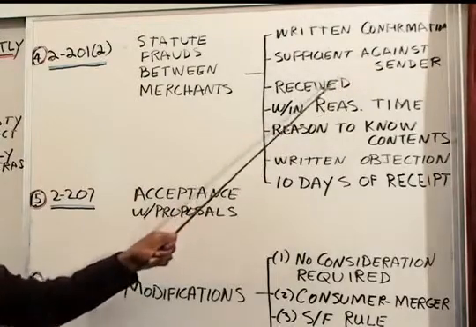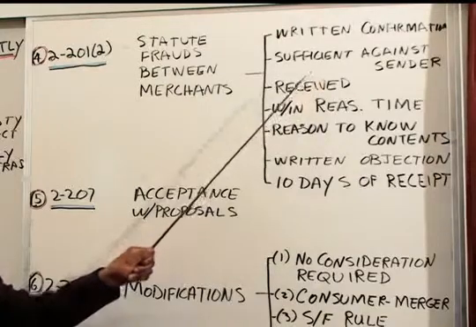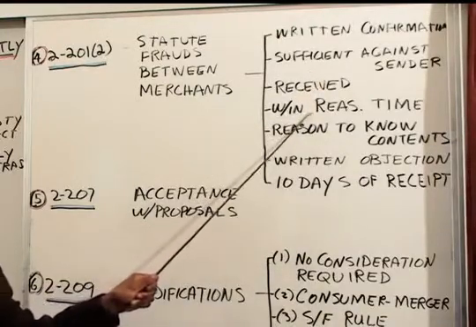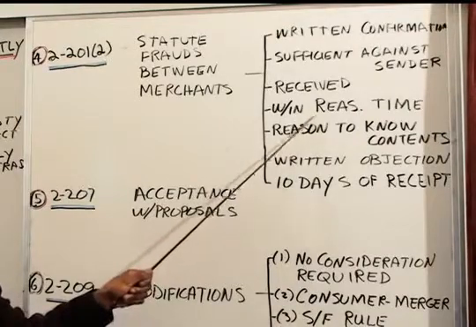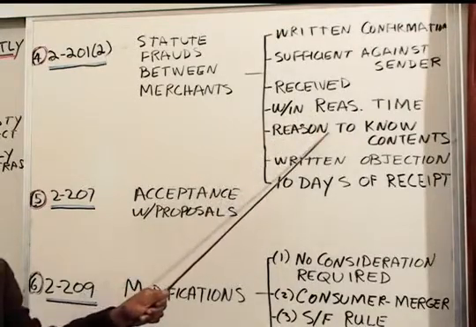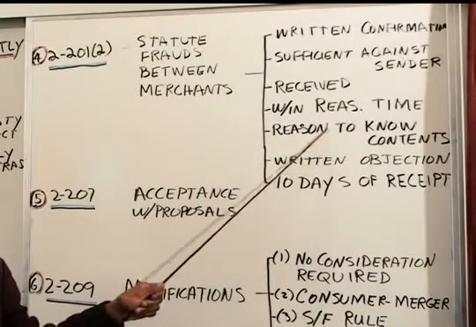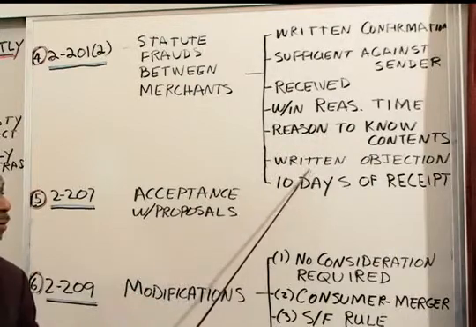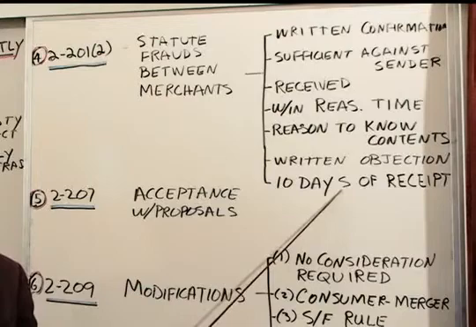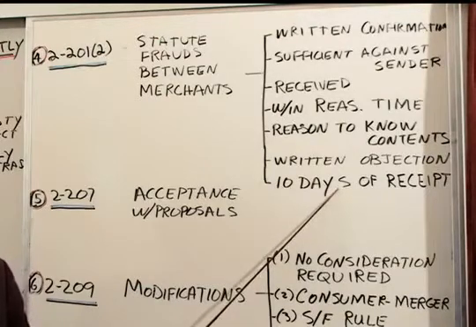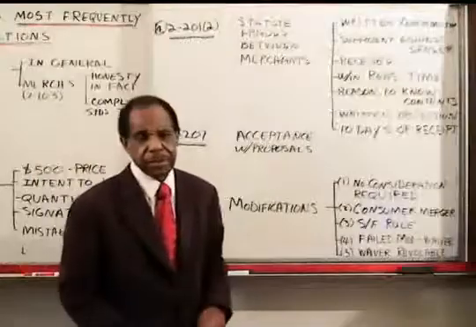and it was actually received, and was received within a reasonable time, and the person receiving it had reason to know of the contents, and written objection is not given within 10 days of receipt, then it will be treated just as though the receiving merchant signed the contract.